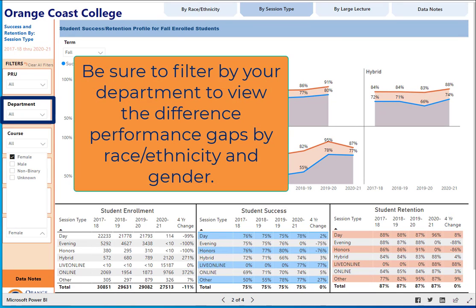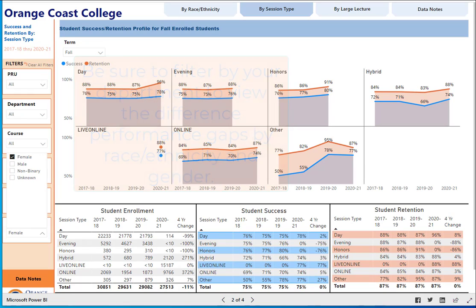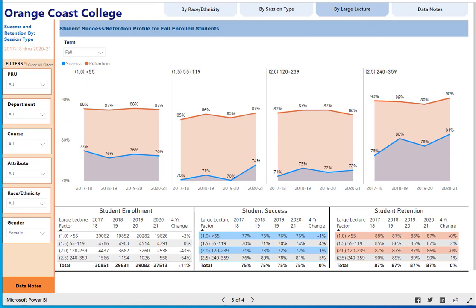So as you look at this data, be sure to disaggregate it to find out where there are differences in success and retention rates, and dialogue with your faculty and with others in terms of strategies to help mitigate these gaps. We can also look by large lecture. Here again we see retention rates represented with the orange line and success rates with the blue line. You'll notice that there is a difference in terms of the different lecture sizes in terms of success and retention. It is hoped that this data will help faculty determine which modality and which lecture size best serves students.